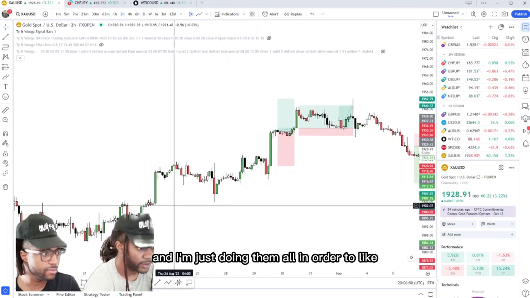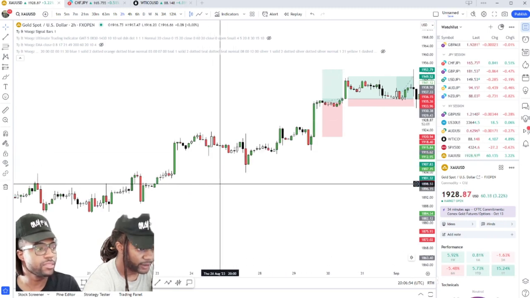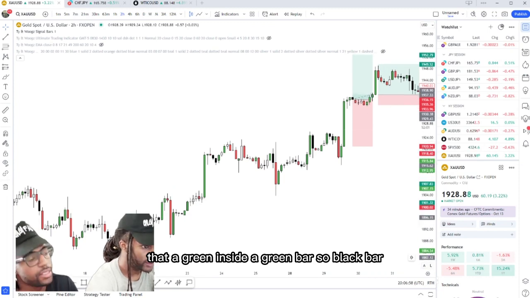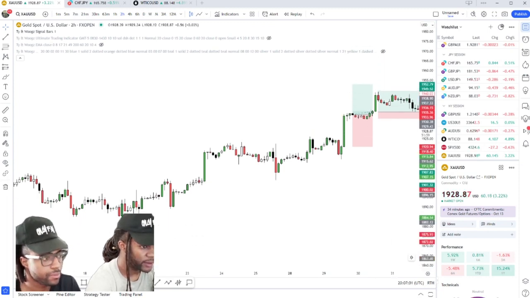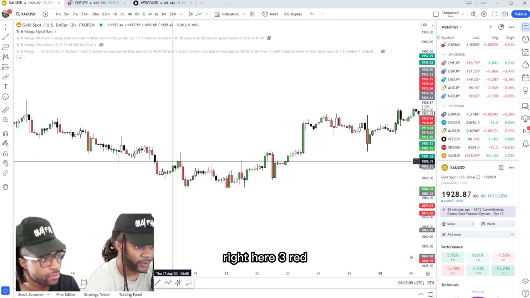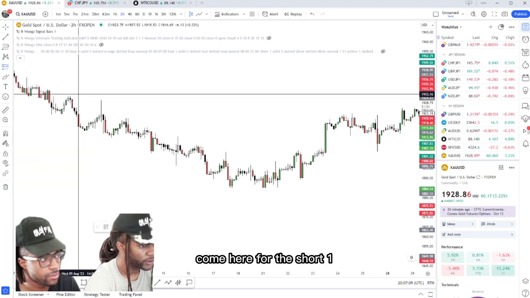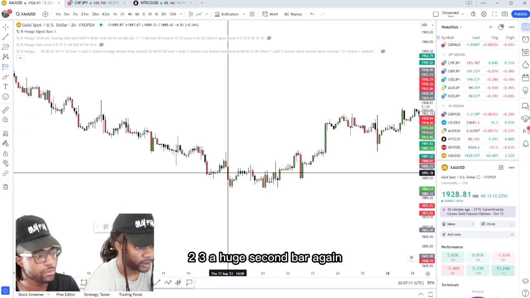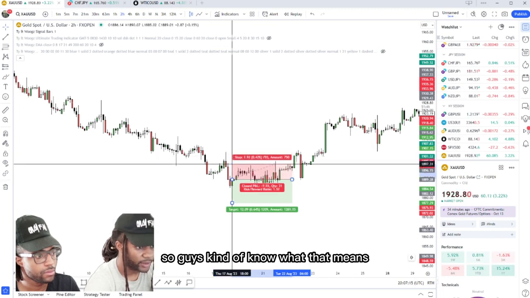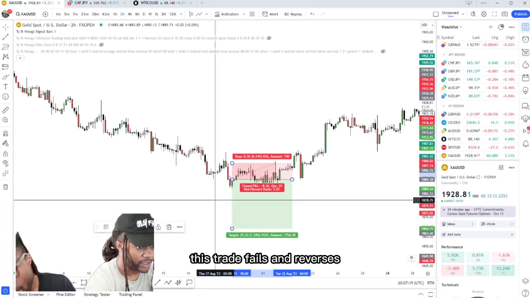And I'm just doing them all in order too, to give you guys an idea. Is that a green? No, it's not a green bar. It's a black bar. Right here, 3 red. Come here for the short. 1, 2, 3. A huge second bar again, so you guys kind of know what that means. We'll go for 1 to 3. This trade fails and reverses.